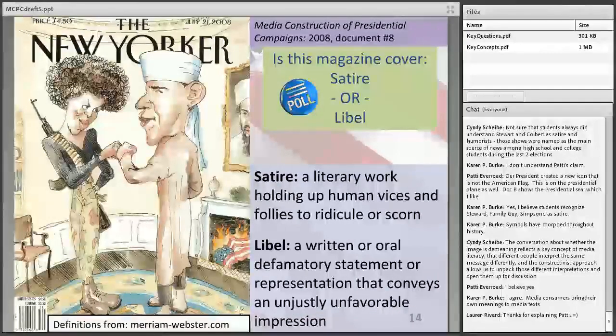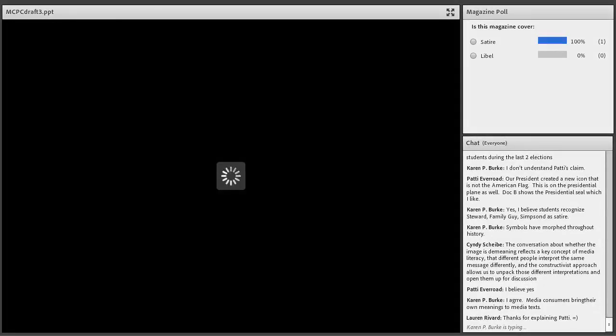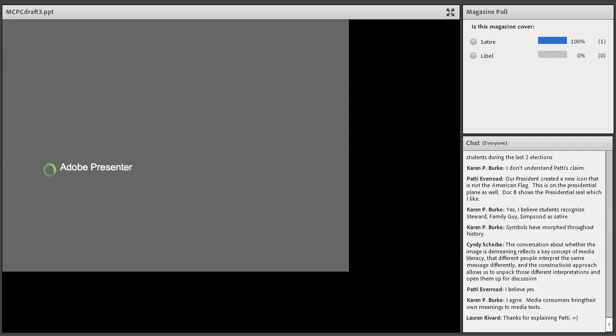So here's the document I'm referring to, the cover of the New Yorker, July 2008, during the general election campaign between Barack Obama and John McCain. And we're going to do a poll. Kelsey, I'll ask you to pull the poll up. Is this magazine cover satire or libel?